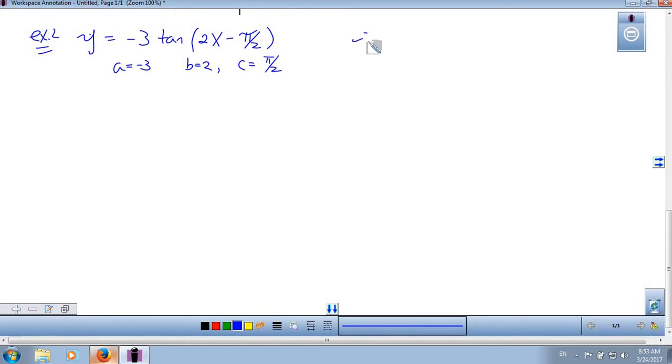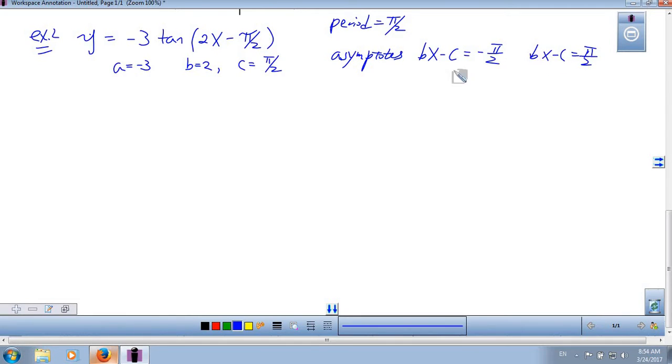Alright, so let's go ahead and identify the asymptotes. I know the period, we can always identify the period, and it will help us a little bit later, but it won't do too much. So it's pi over 2. But the most important thing is let's look for the asymptotes. The asymptotes are where bx minus c equals negative pi over 2 and bx minus c equals positive pi over 2. Now remember, pi over 2 and negative pi over 2 were the original asymptotes, but b and c will change that.